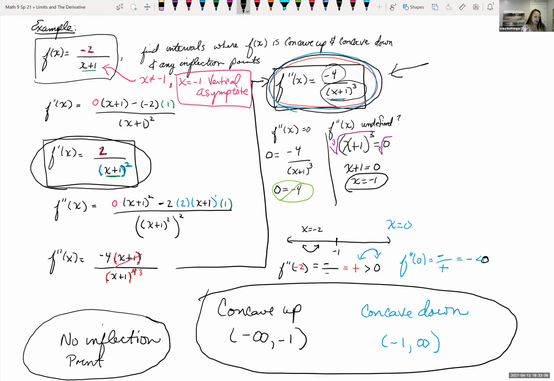Okay, so I just wanted to put the screen back up because I had lost connection for a little bit, just to make sure that it got recorded. But we finished that problem. We found where it was concave up, concave down, and saw that there was no inflection point because there was a vertical asymptote there.